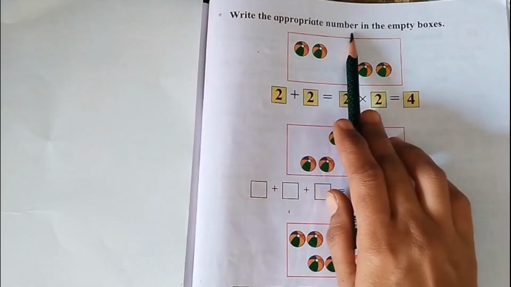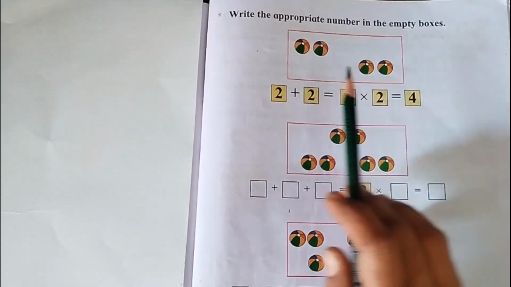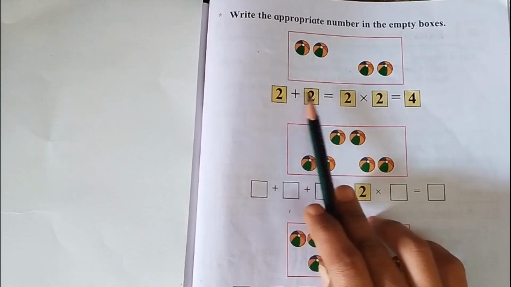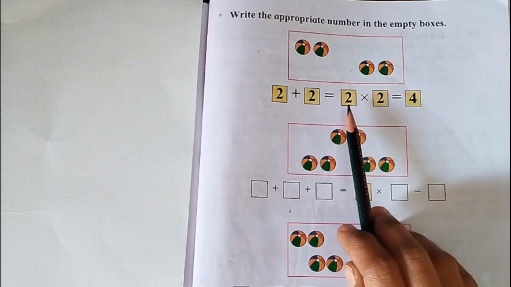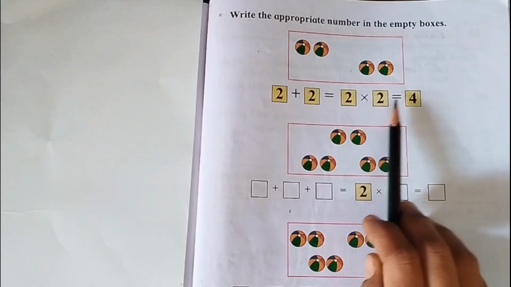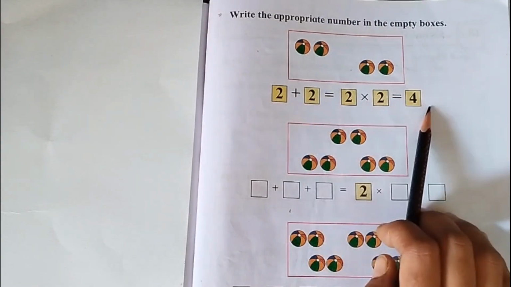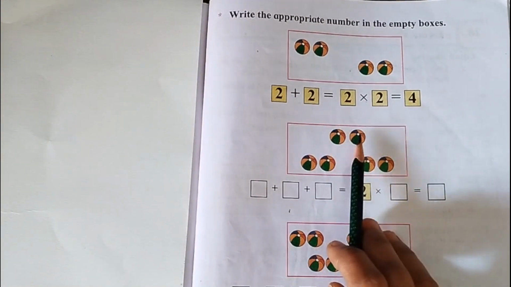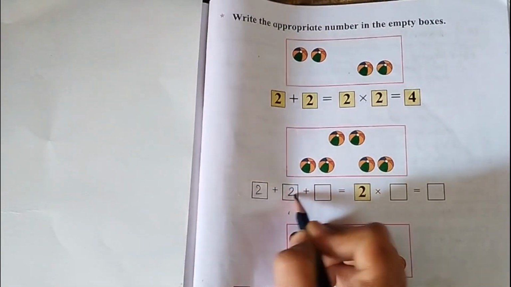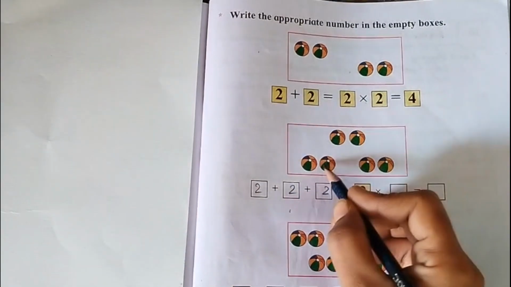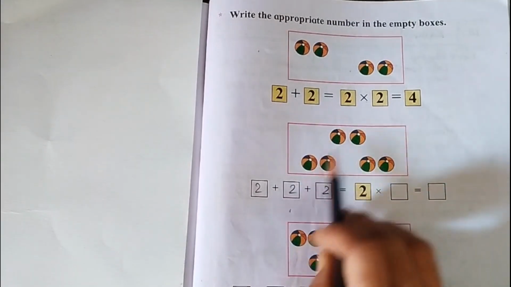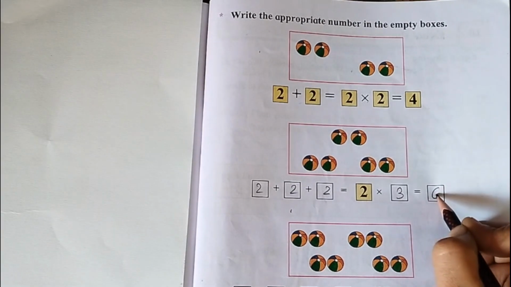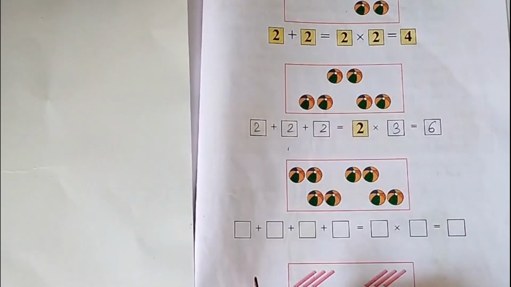Write the appropriate number in the empty boxes. Now here 1, 2 balls plus 2 balls. 2 plus 2 is equal to, how can we write? 2 multiplied by 2 is equal to 4. So both the answers will be 4. Now here 2 plus 2 plus 2. And 2 multiplied by how many groups are there? 1, 2, 3. 2 multiplied by 3. 2 3s are 6. So this will be the answer.